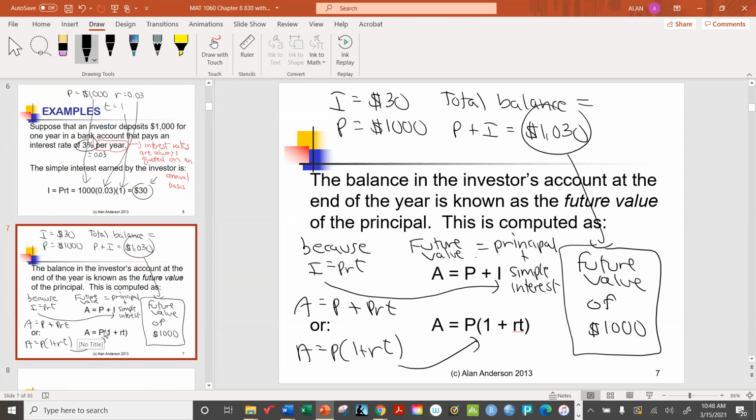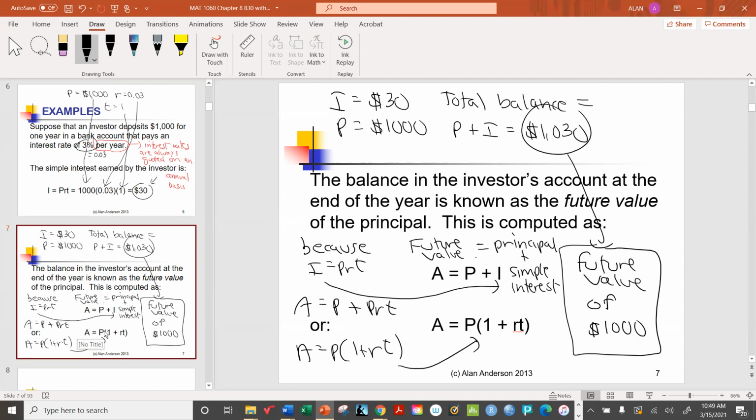Now, how do you know that? Because we started with $1,000, the bank gives us $30 worth of interest. At the end of the year, our total balance is $1,030. I also just want to point out that the terminology that we're using in this chapter is that the future value of $1,000 is $1,030. So future value can be thought of as how much do we have in our account at the end of the year. That would be the future value of our initial investment of $1,000.